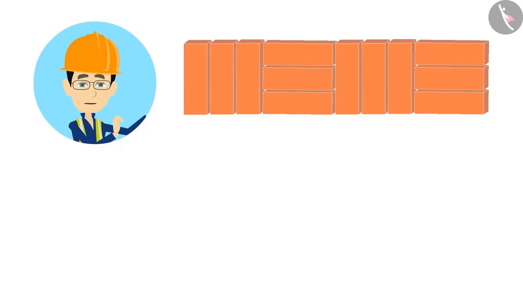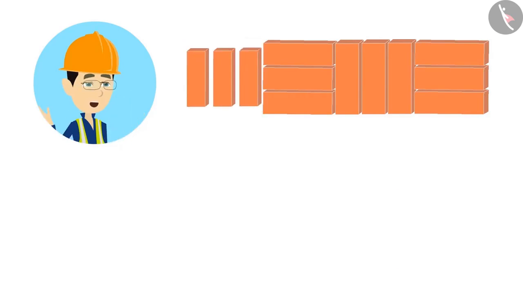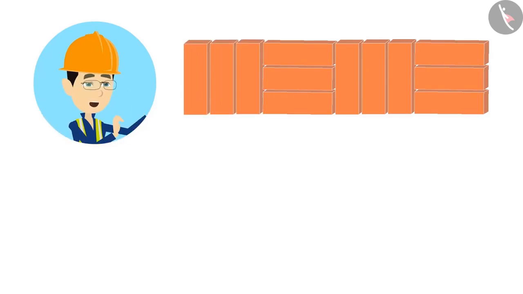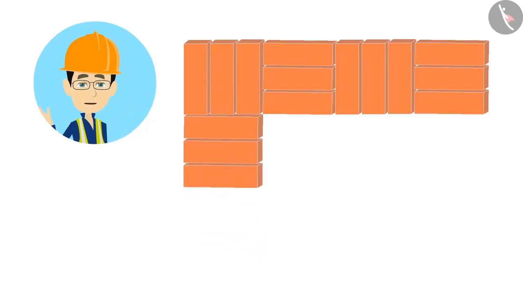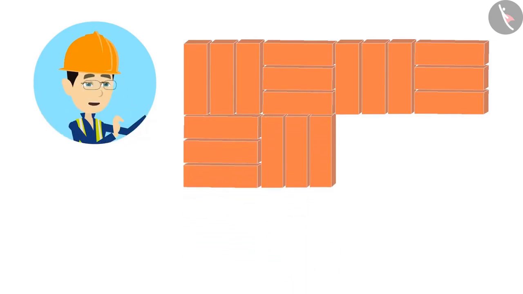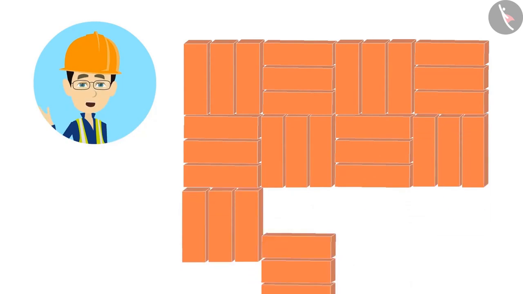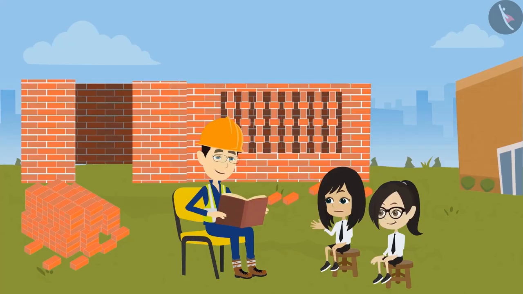Now let's make the line below it. Because the top line has started with vertical bricks, this line will start with horizontal bricks, followed by vertical bricks and then horizontal bricks. In this way, we make a complete pattern.